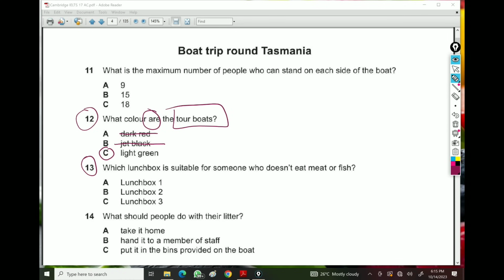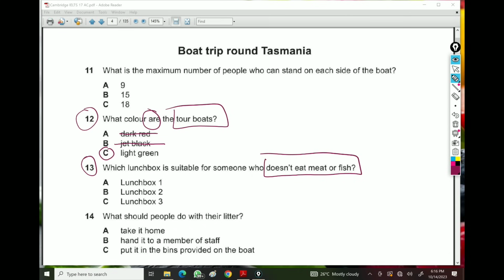Okay, let's go on. Question number 13. Which lunchbox is suitable for someone who doesn't eat meat or fish? Now, doesn't eat meat or fish means someone who is a vegetarian. Now, there are total 3 lunch boxes. Out of 3 lunch boxes, 2 lunch boxes will contain meat in any form or fish. And 1 lunch box is going to be without meat or fish, and that will be your right answer. Again, elimination technique will help you.